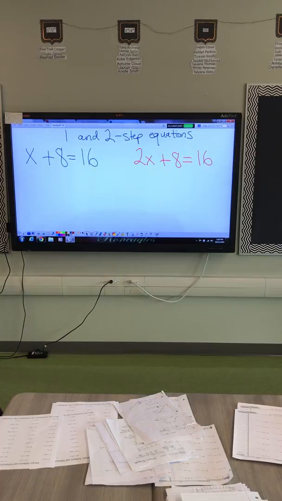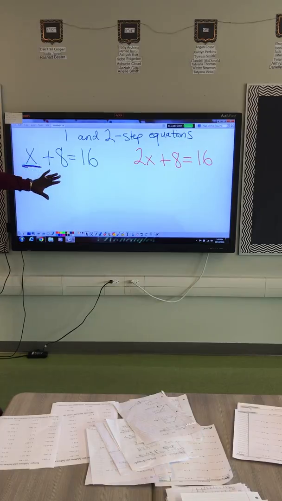Look at the similarities. They both have an x. They both have an equal sign. They both have numbers. Your goal for equations is to always isolate the variable. So this x has to be by itself. You also have the x, the equal sign, and the number.